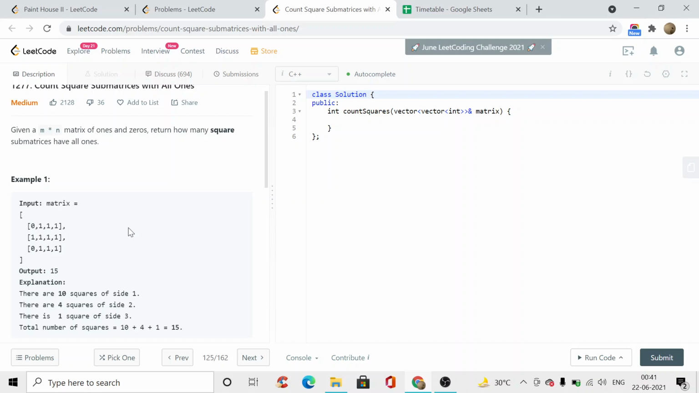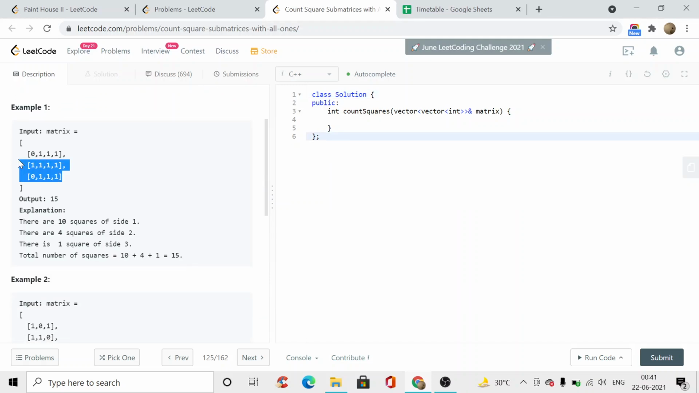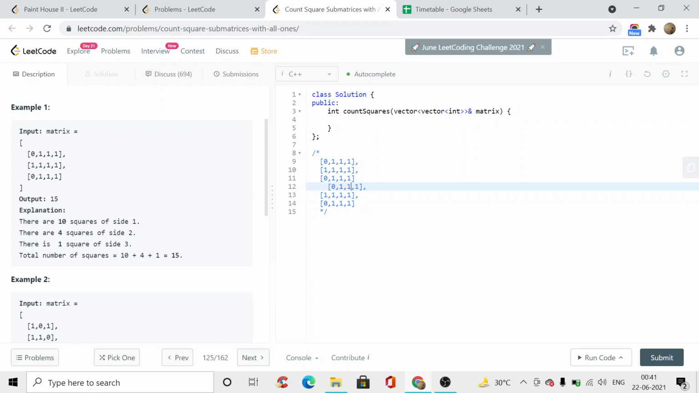Suppose we have something like this. It could be anything, but what I'm trying to tell is that maybe if we try to find the maximum matrix, then we know how many inside it will be of size 2 and of size 1. It will be just some formula we have to use, and those many it will be.